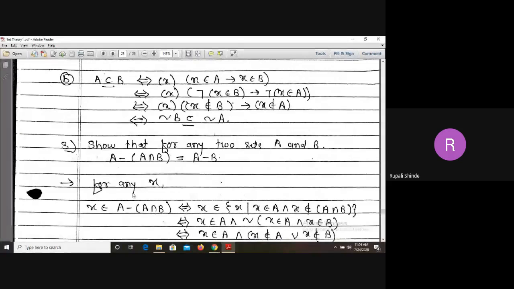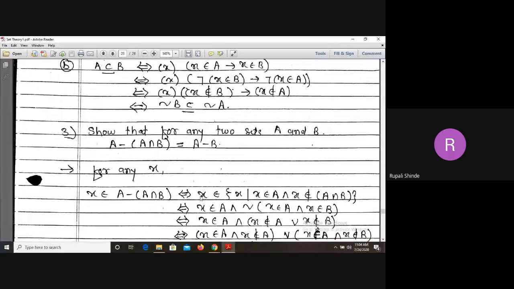So for any element x, x belongs to A minus A intersection B. Okay. So again here we have kept this x belongs to as it is. Now we have to replace this A minus A intersection B by its definition. So what is the meaning of A minus A intersection B? It means all the elements those are present in set A but not in A intersection B. Okay. So here x belongs to, we have kept as it is. Now apply the definition for A minus A intersection B here.